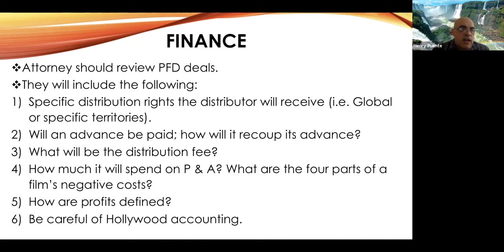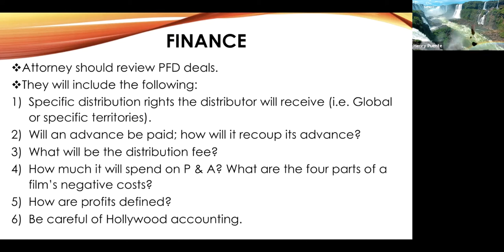So how much will it spend on P&A? P&A stands for prints and advertising. The studio or the distributor is going to tell you how much they're going to spend on prints and advertising. Are they going to spend $1 million to promote the movie? Are they going to spend 10 million, 20 million, 40 million, 50 million? And again, part of that's going to be based off of the film's negative cost. Again, the 4 parts: acquisition, pre-production, production, post-production. How much does the film cost? So generally speaking, marketing is about 50% of production costs, not always, but often.